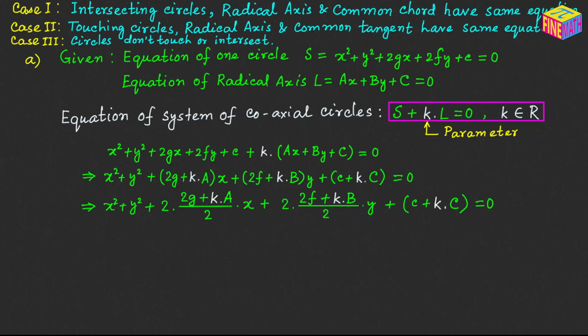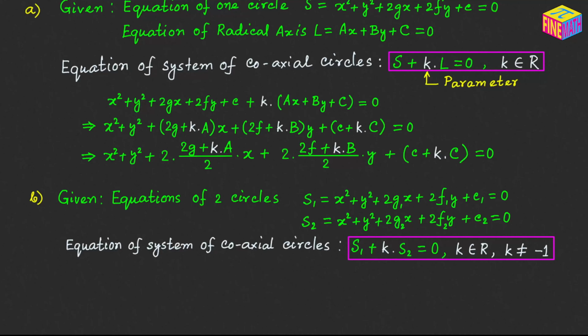Next, we are going to take a look at another flavor for the equation of the system of coaxial circles. If we are provided with the equations of two circles from a family of coaxial circles, let's suppose we have been provided with these two equations, then we can say that the equation of the system of coaxial circles can be written as s sub 1 plus some real number k times s sub 2 equals 0. Here k is a real number and k cannot be negative 1. I will explain in a few seconds why k cannot be negative 1, but for a moment let's assume that k cannot be negative 1.